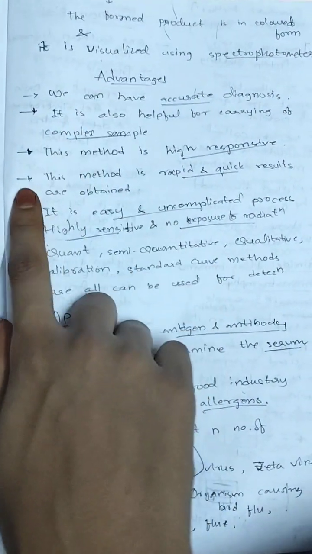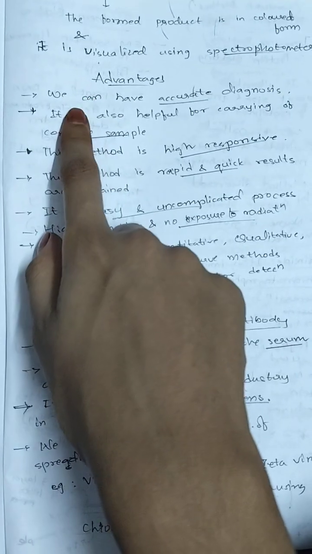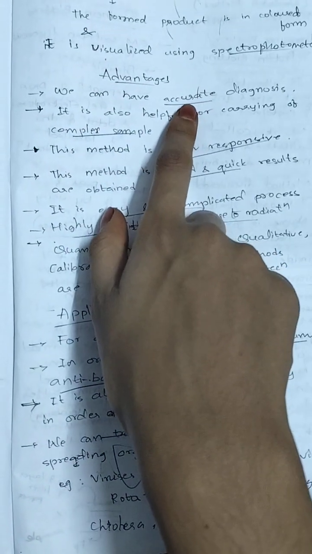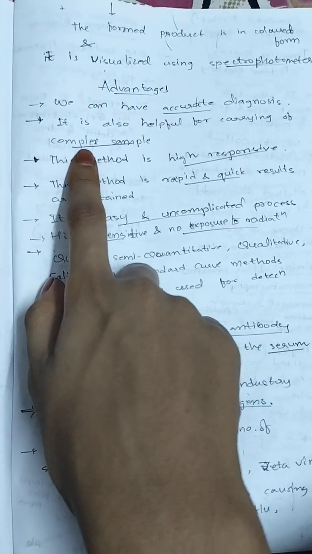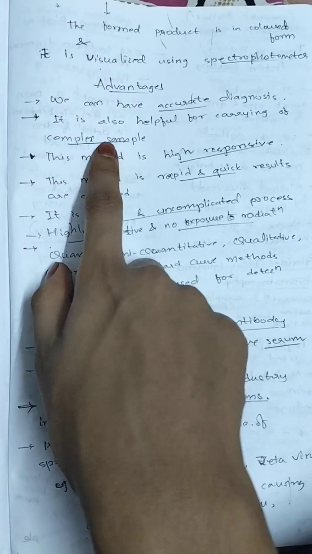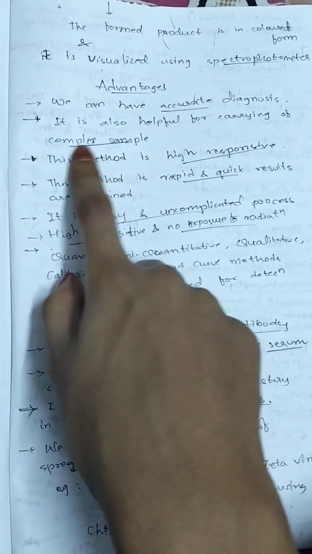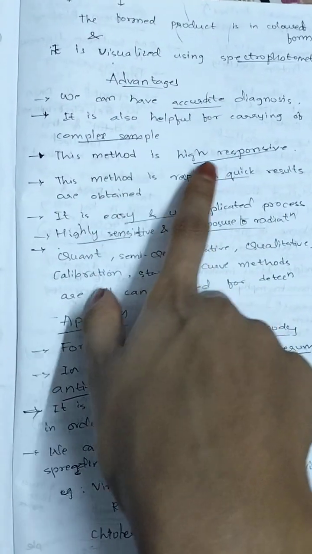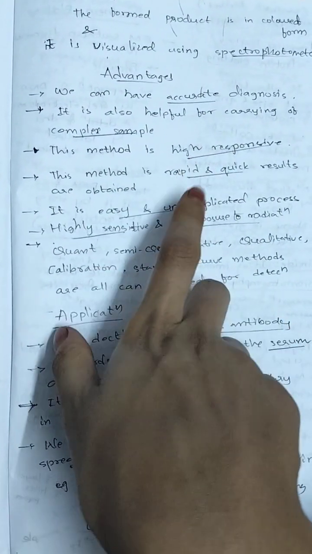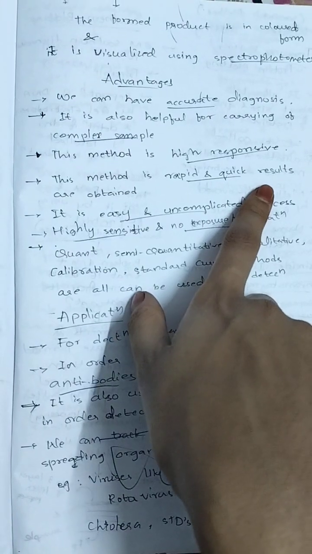The advantages of ELISA are: the diagnosis is accurate. It is helpful for carrying out complex samples. We can perform ELISA on a complex sample. Accurate diagnosis can be done. It is highly responsive, and rapid and quick results are obtained.